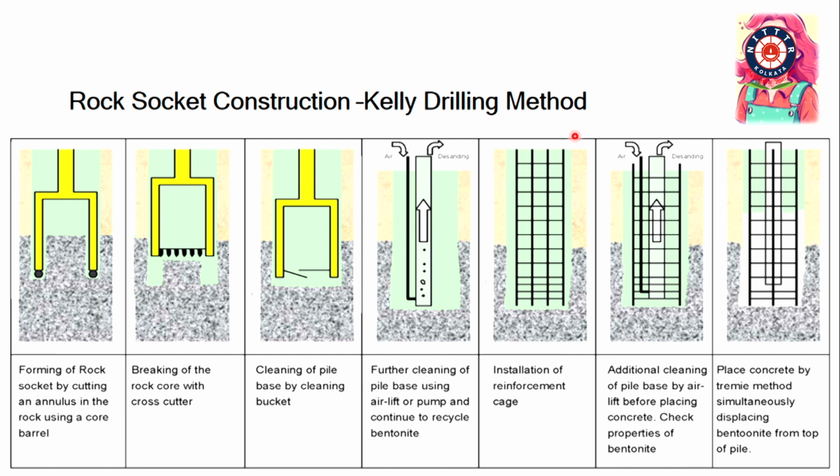See how we are going to use this methodology. We follow the Kelly drilling method. Let's understand what this method tells us. First, forming the rock socket by cutting the annulus in the rock using the core barrel. First you identify the bedrock, you cut it, then you break it down. You cut to the required depth, then you clean. With the pump you completely remove the dust particles. If you do not clean, you can't achieve the end bearing.